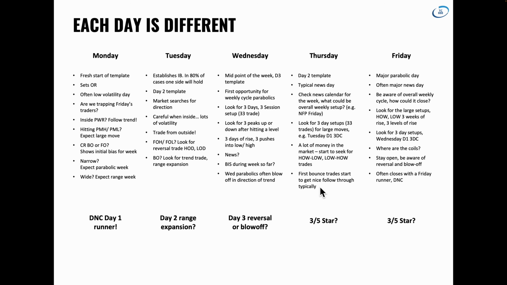And also, if you trade news, I don't do this much anymore, but in the second half of the week, first bounce trades are typically much better, and you get much more follow through, because of course, there's a lot of liquidity potentially on the other side of the weekly range. Then Friday is our major parabolic day, Thursday and Friday, of course, but Friday is again a day 3 template, often a major news day. Then you have to be careful and wait for news, of course.